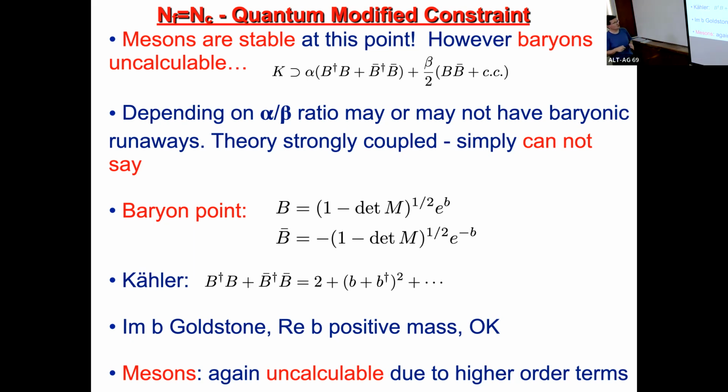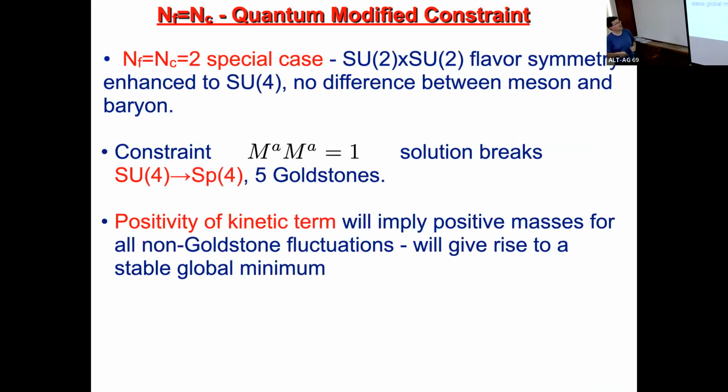Then you can also go ahead and check the baryon direction. Again, it turns out that the direction of the mesons is uncalculable due to potential higher order terms in the Kähler potential. There's a special case here when the number of colors is equal to 2. In that case you can show that it works, because the global symmetry breaking pattern is different: for NC equal to 2, you really have an Sp theory and not an SU theory, so you have a bigger global symmetry and a different breaking pattern.